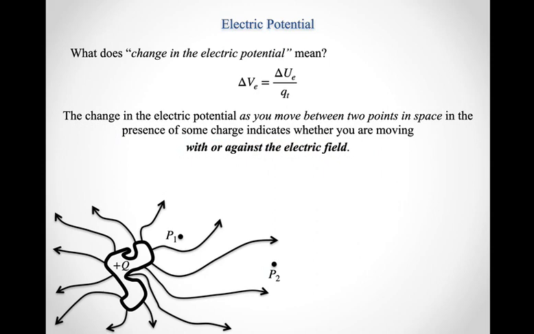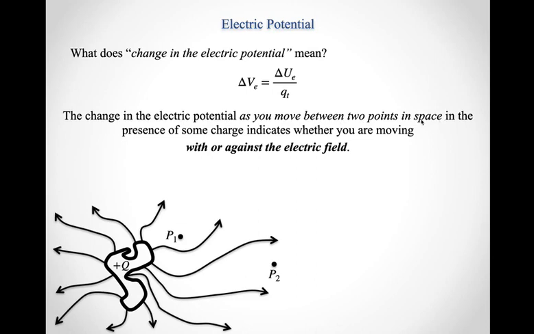So the change in the electric potential as you move between 2 points in space in the presence of some charge indicates whether you are moving with or against the electric field. So a couple really important things to emphasize there. The biggest one is I'm not moving anything. So by dividing out the importance of the test charge, by removing the test charge, I'm not starting with some charge here and moving it there. I'm simply talking about this point in space and that point in space. So that's why the electric potential is describing what's going on as you move between 2 points in space.